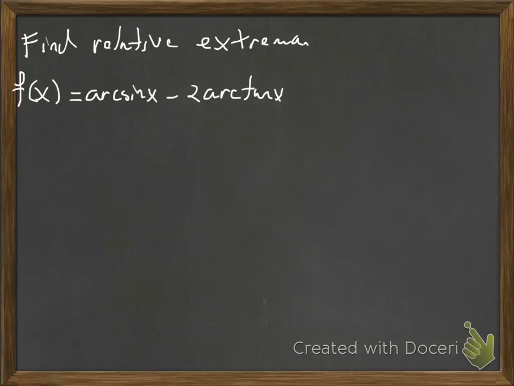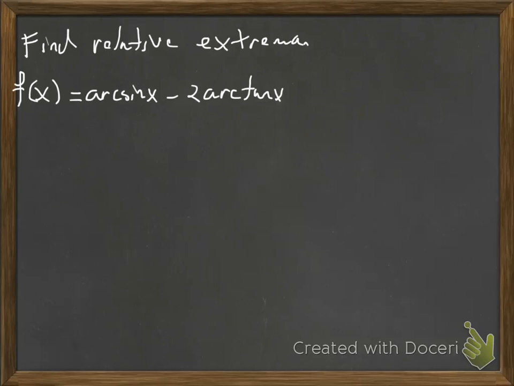Okay, we're going to take a look at an example of finding a relative extrema with a function that has some inverse trig functions. So we're going to look at arc sine of x minus 2 arc tan x. Arc sine x has a domain restriction from -1 to 1. Arctan has no problem, so we have to go with arc sine because it's picky.